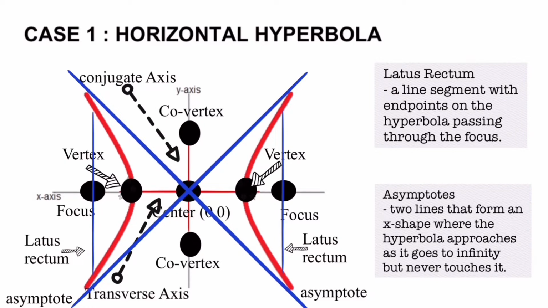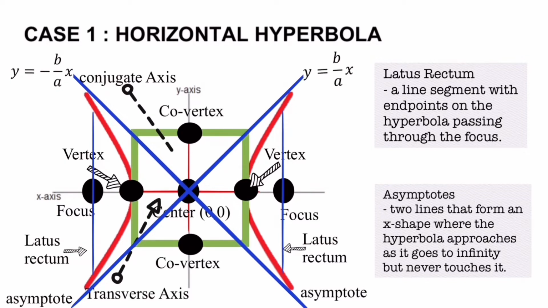The equation of the asymptote with a negative slope is y equals negative b over a x, while the other asymptote with a positive slope is y equals b over a x. The easiest way to draw the asymptotes is by drawing a rectangle covering the four points, the two vertices and the two co-vertices. The two asymptotes are the diagonals of this rectangle extending outward. So that's a trick on how to approximately draw the two asymptotes.